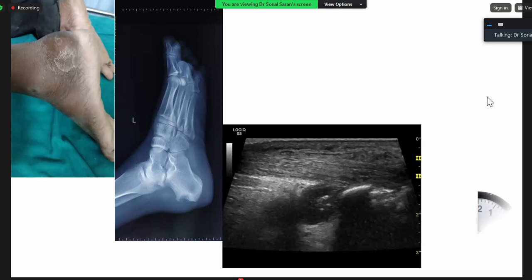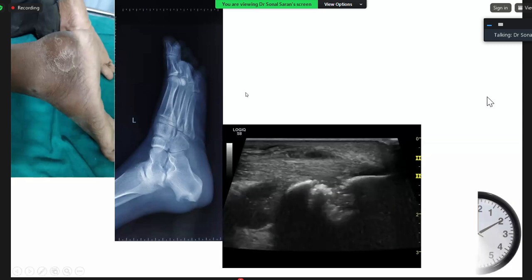So what do you see here? You can see a swelling in the retrocalcaneal region. Skin is also tense, and this is an ultrasound image, which is showing the Achilles tendon inserting over the calcaneum. There is a large erosion in the calcaneum. Okay. So this is basically calcaneal osteomyelitis with retrocalcaneal bursitis.